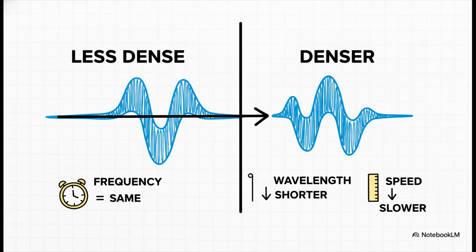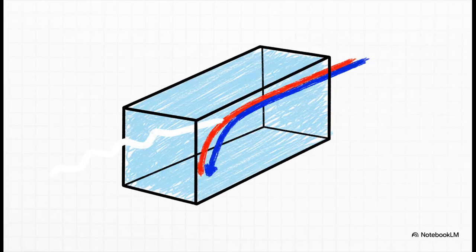Now, here's a curious little detail. While all this bending is going on, the wave's frequency, remember the number of waves passing per second, stays exactly the same. So to make up for the change in speed, the wavelength itself has to change. As a wave slows down, its crests get kind of bunched up closer together, which means the wavelength gets shorter. And this right here is where it all comes together. It turns out that not every wave bends by the same amount. The angle of refraction, how much it bends, actually depends on the wavelength of the light.